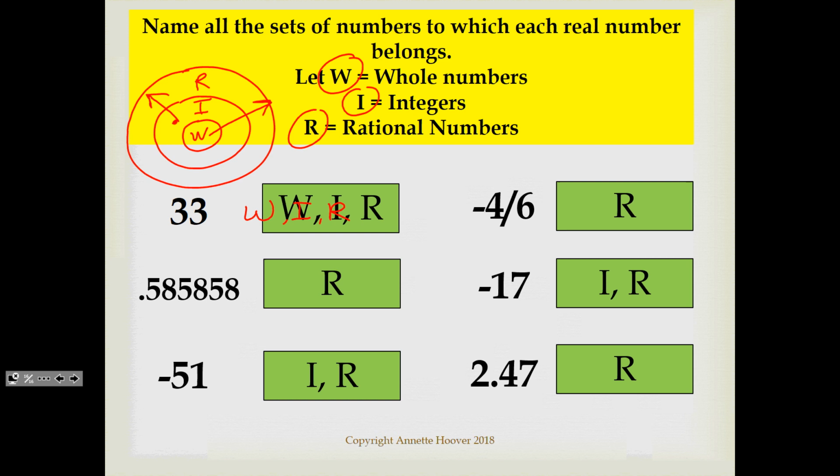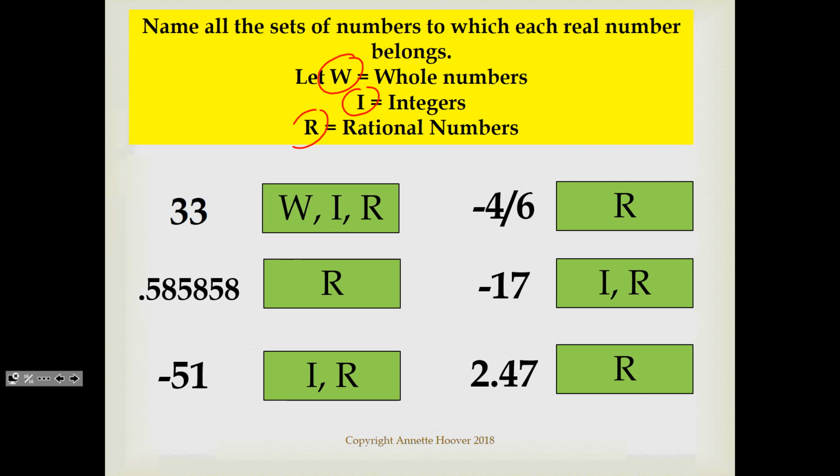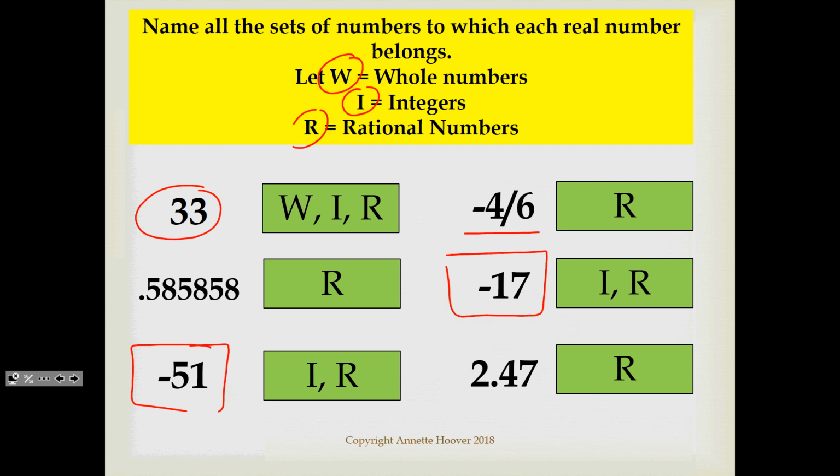So all whole numbers are going to be wholes, integers, and rationals, such as 33 was. All integers, like -51 and -17, are going to be both integers and rational numbers. And then all your fractions, repeating decimals, and terminating decimals are just going to be rational numbers. I hope this helps you with your classification of numbers.